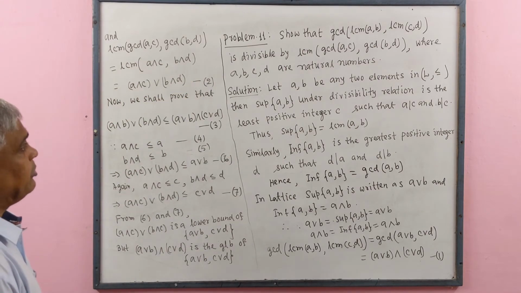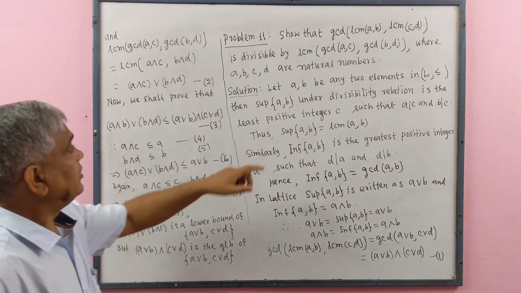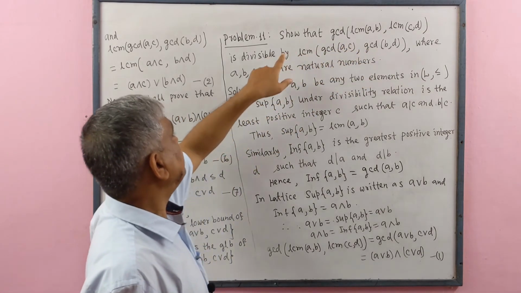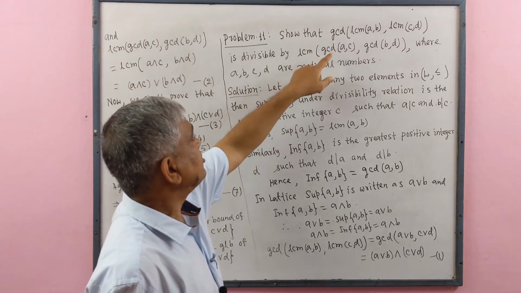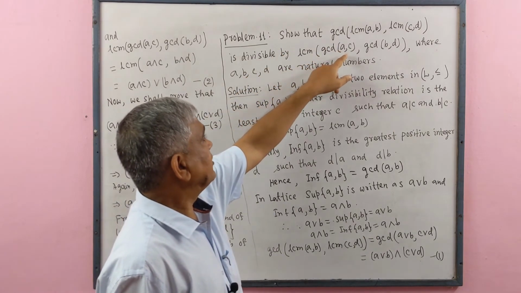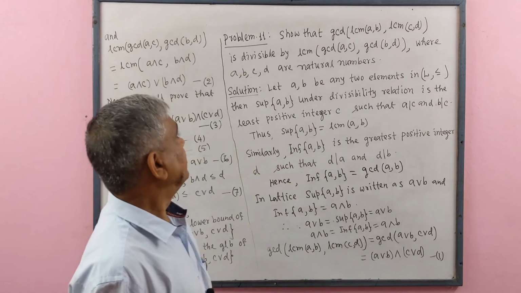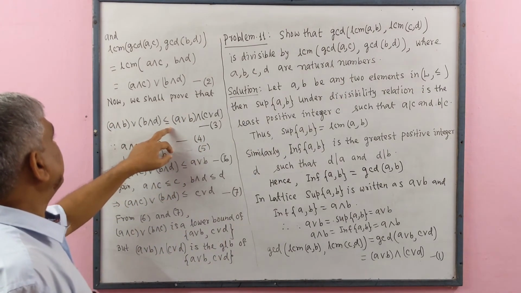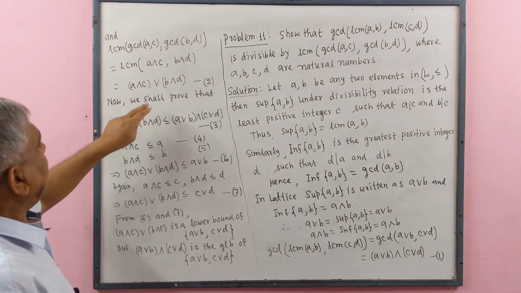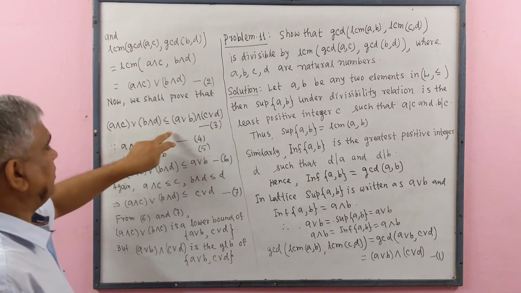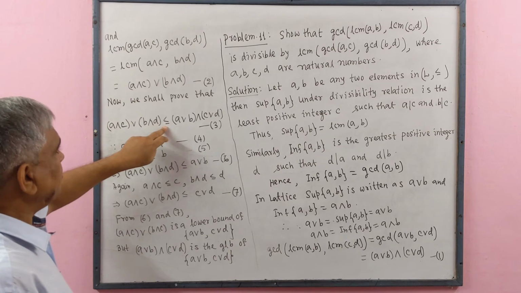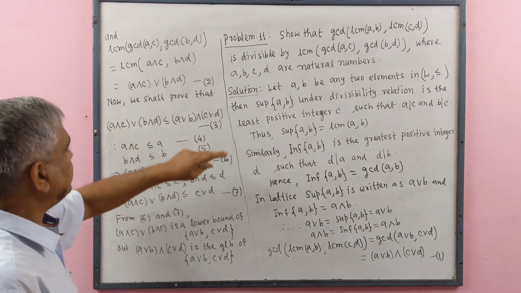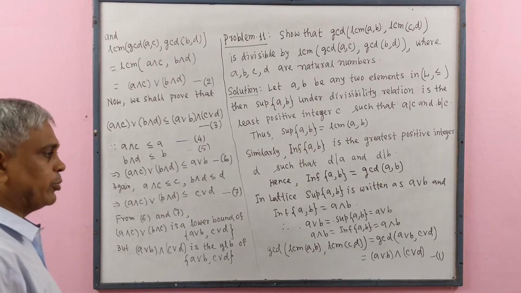Now we have to prove that this GCD of LCM AB and LCM CD is divisible by LCM of GCD AC and GCD BD. Here the relation is divisibility, which means this divides this. So the left side divides the right side. We shall have to prove this.